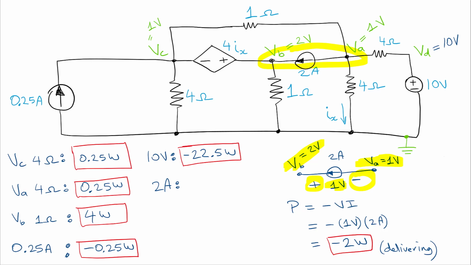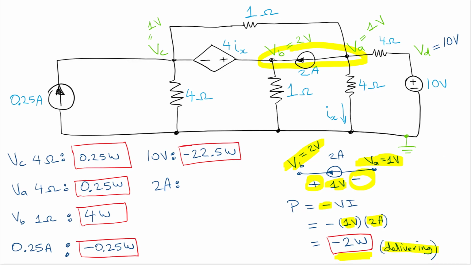Okay, and now we notice that again we have current flowing into the negative and out the positive. So again we have to use the active reference direction, so it's P equals minus V times I. The voltage across that current source is 1 volt, and the current itself is 2 amps, so we get minus 2 watts delivering. Okay, so this current source is supplying energy into the circuit. Okay, it's providing power.